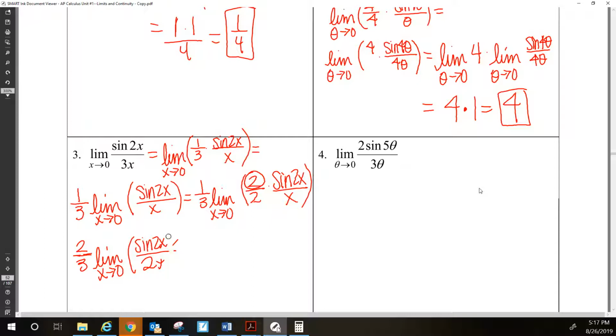Or 2x. There we go. And now what's this limit of sine 2x over 2x? That's just 1. So this would be 2/3 times 1, which is just 2/3.